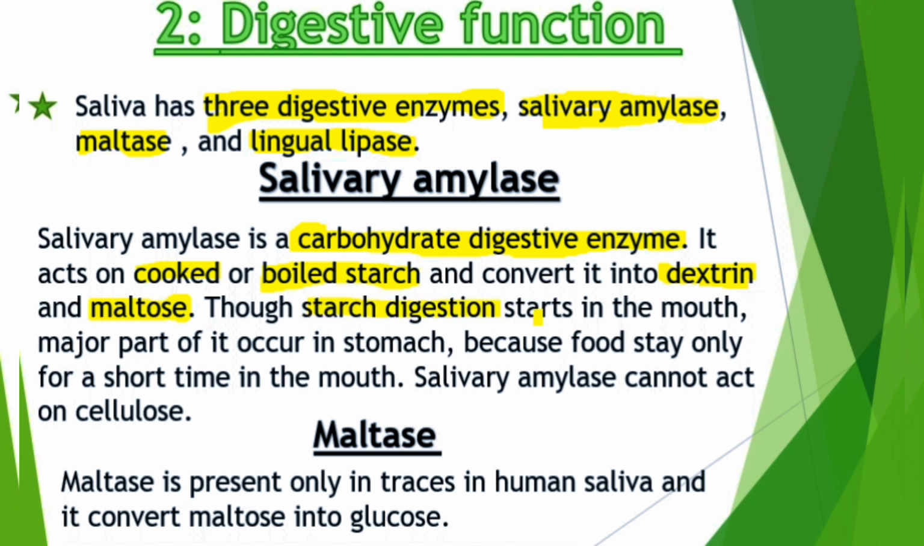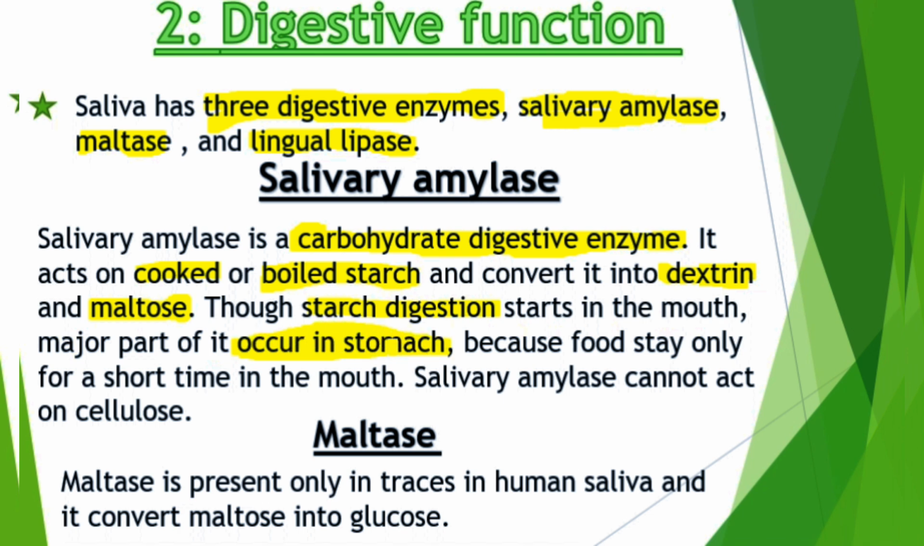So digestion starts in the mouth. Here the first digestion starts in the mouth. So carbohydrate digestion actually starts in the mouth, but the major part of it occurs in the stomach.